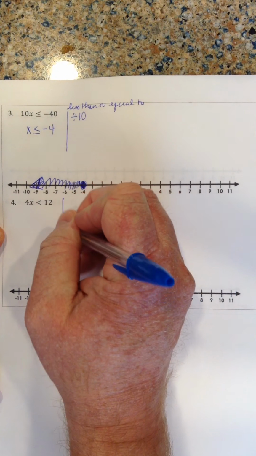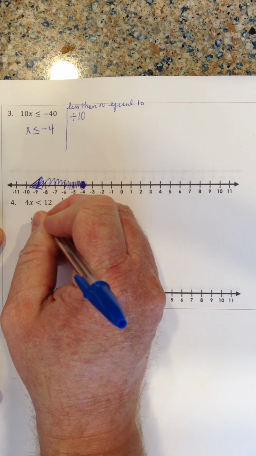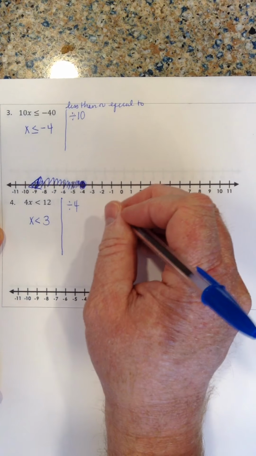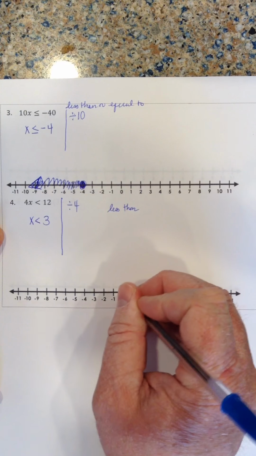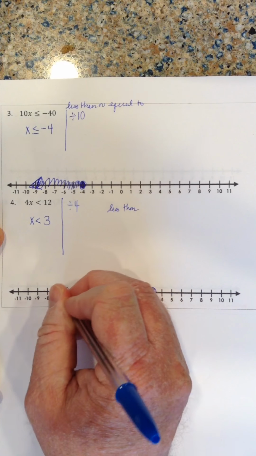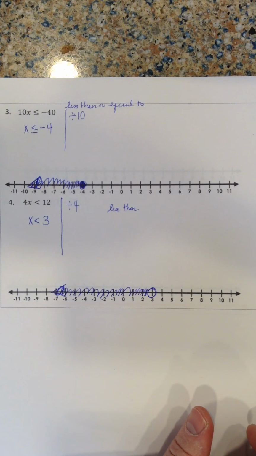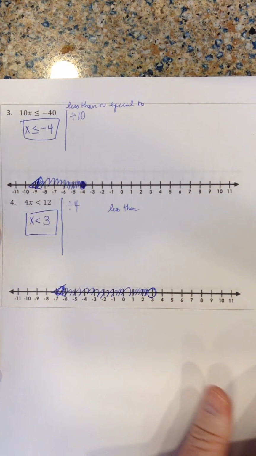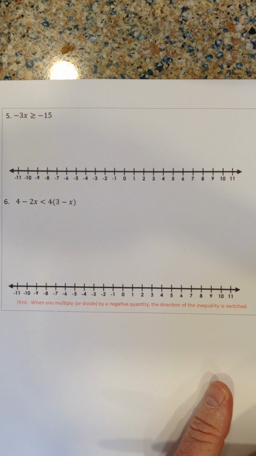Okay, number 4. I'm going to divide by 4. So we get x is less than 3. I'm going to do an open circle since it's less than. I'm going to shade in everything to the left, which would be all the numbers less than 3. Okay, so you hopefully have noticed that so far this isn't that different than solving equations. Alright, let's look at 2 more examples.